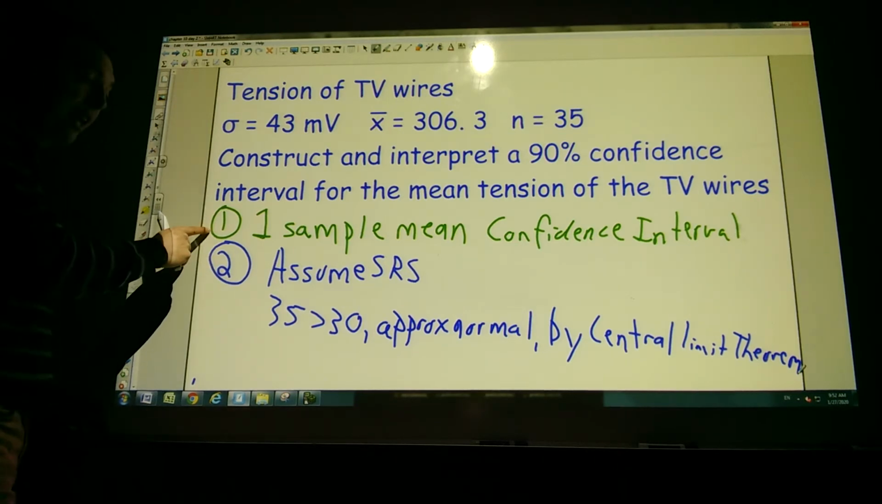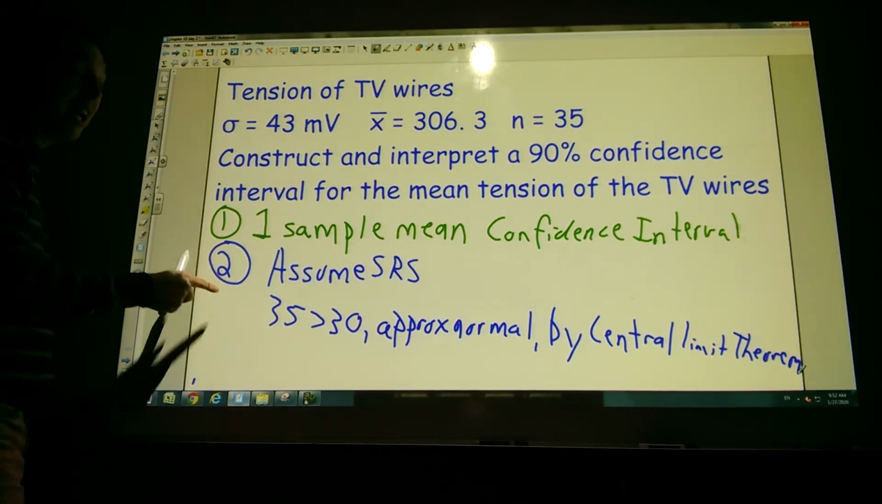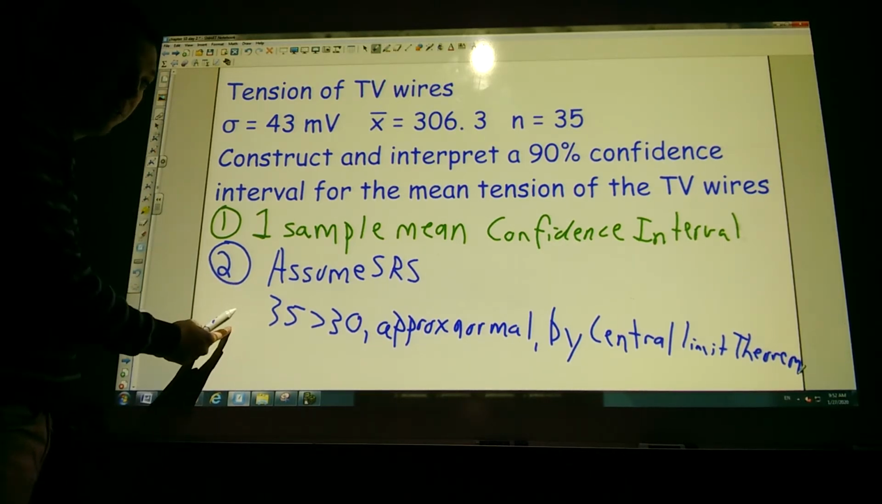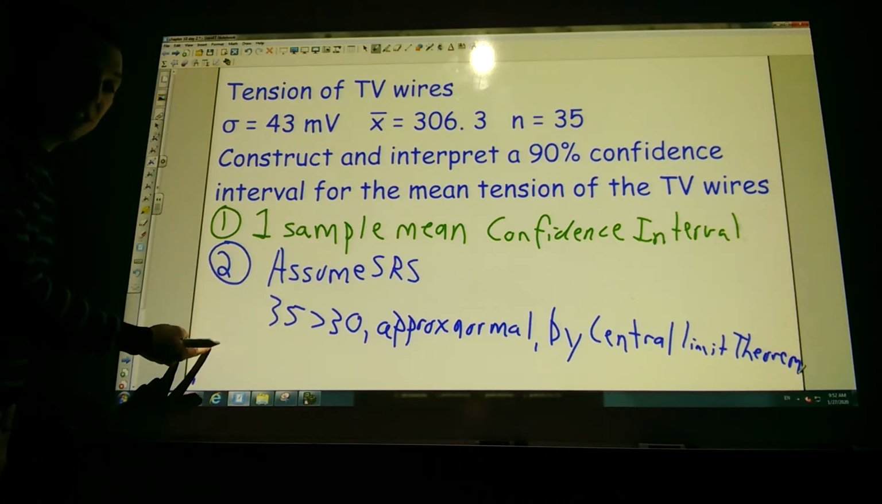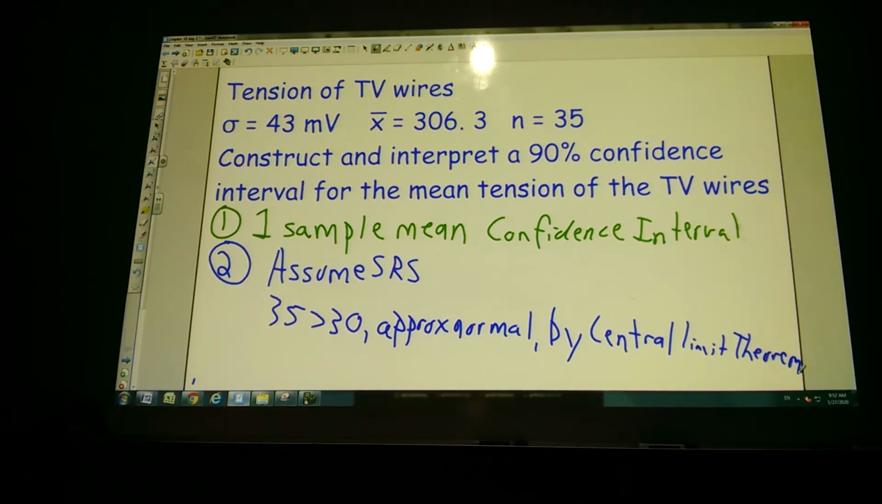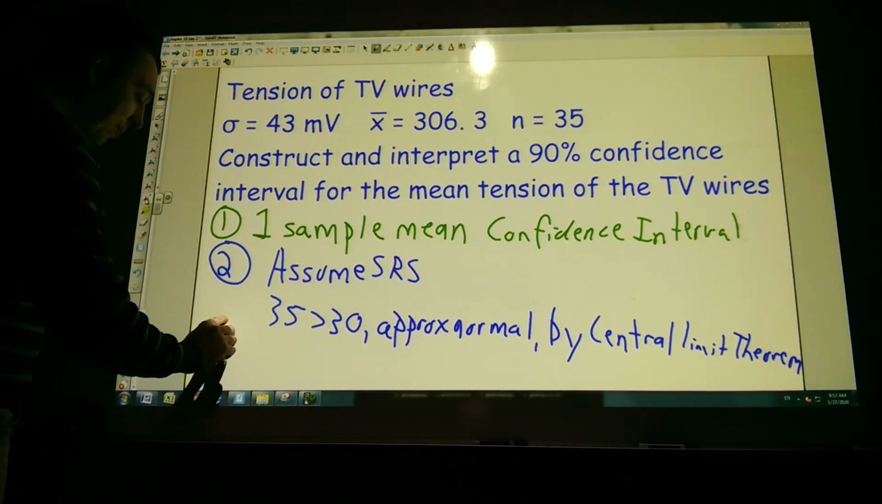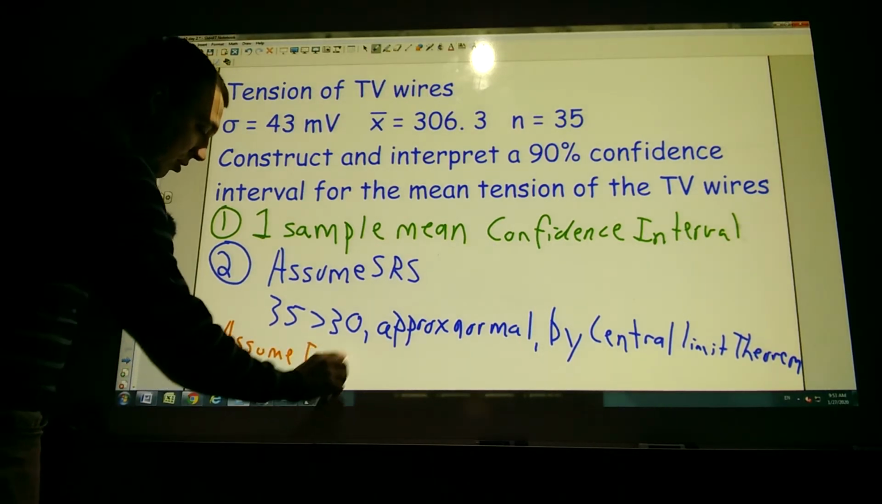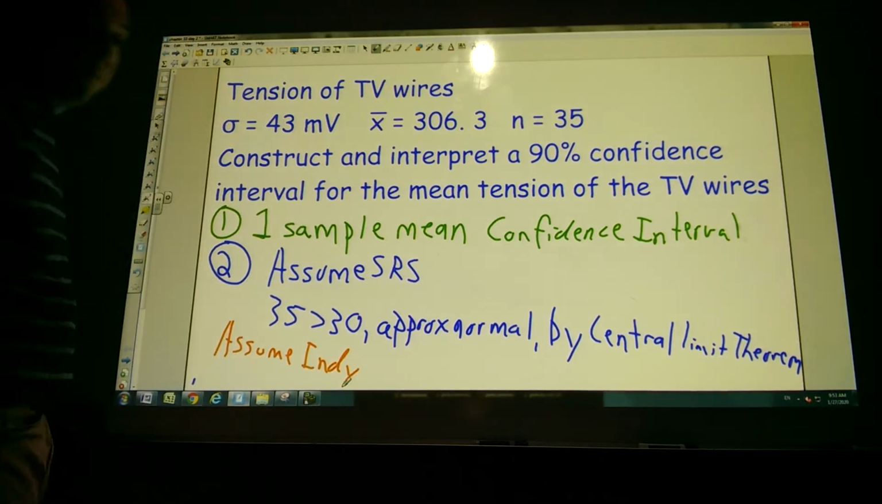Half of it is giving it a name and checking the conditions. Now, technically, there's another condition that goes with this. I'm not too concerned about it. I would give you extra credit on a test if you talk about it, and it's the idea of independence. Did testing one TV wire affect testing the next TV wire? Probably not. If you just want to write down, assume independence, that would be fine.